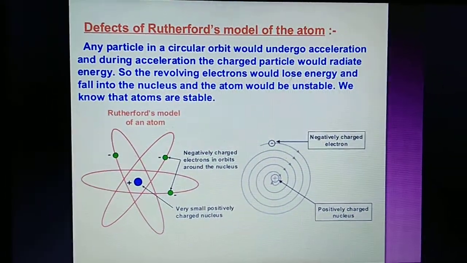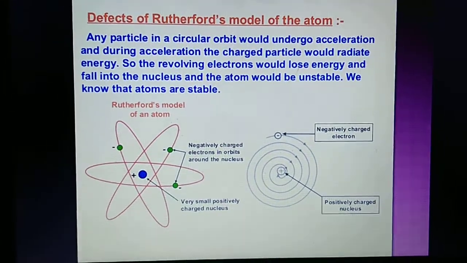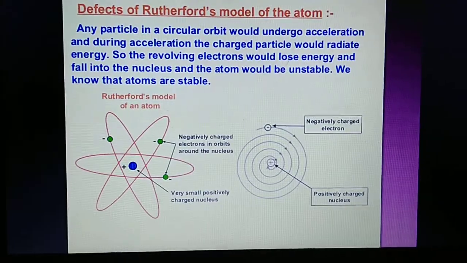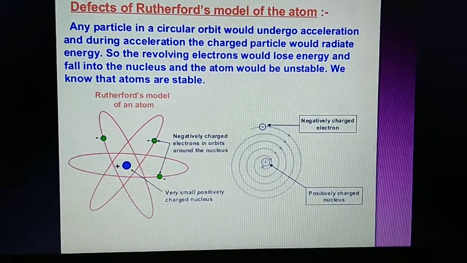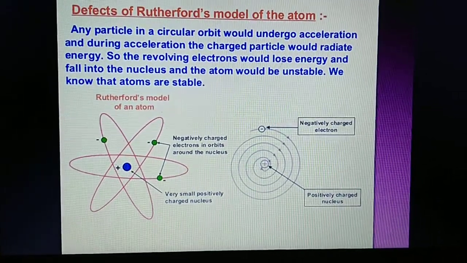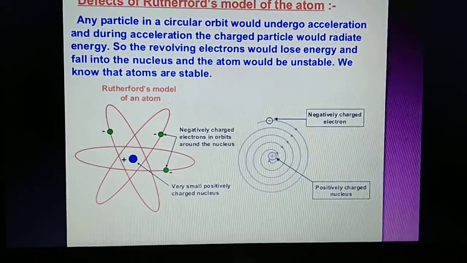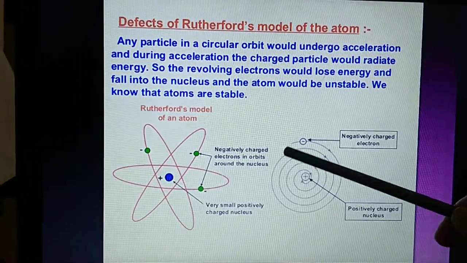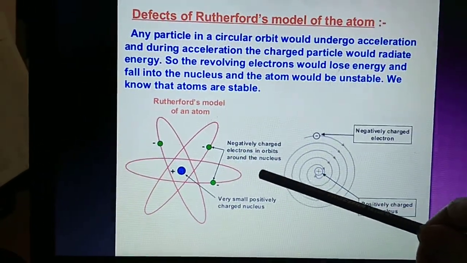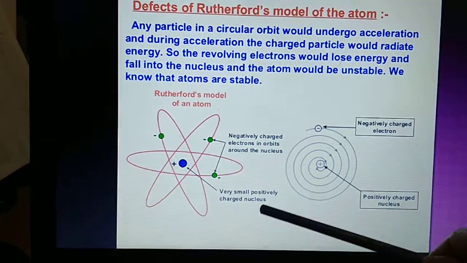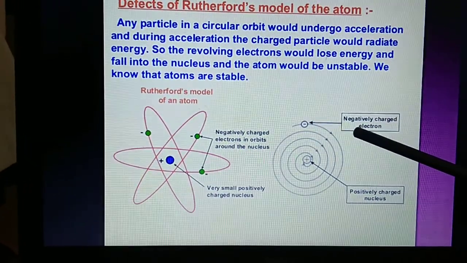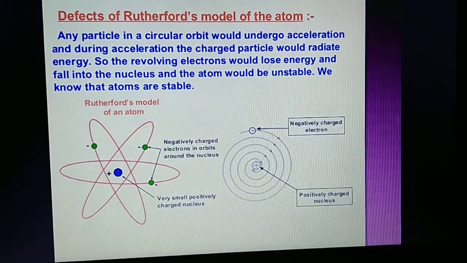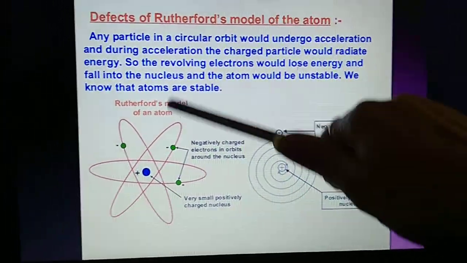What were the defects of the Rutherford model of an atom? Any particle in a circular orbit would undergo acceleration, and during acceleration the charged particle would radiate. So the revolving electrons would lose energy and fall into the nucleus, and the atom would be unstable. But we know that atoms are stable. This is the Rutherford model of an atom, with negatively charged electrons in orbits around the nucleus and a very small positively charged nucleus at the center. You can see the negatively charged electrons and the positively charged nucleus. So these are the defects of the Rutherford model of the atom.